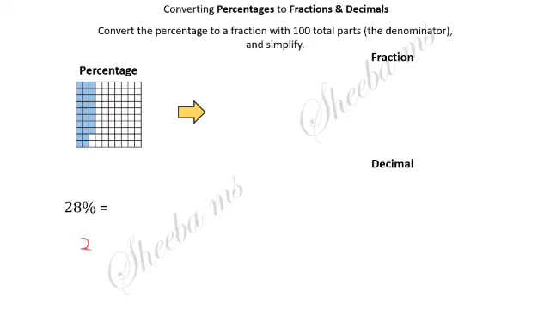And next, 28 percentage. So 28 percentage means 28 by 100. Let us first change it to decimal. We know in 100 there are two zeros. So in the decimal form, after the decimal point there will be two places. So 2 and 8 come after the decimal. So 0.28. That is the decimal form.